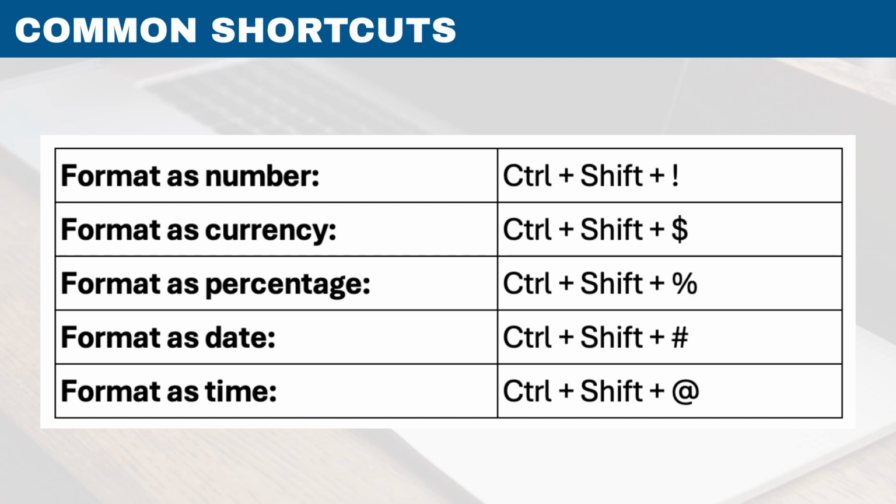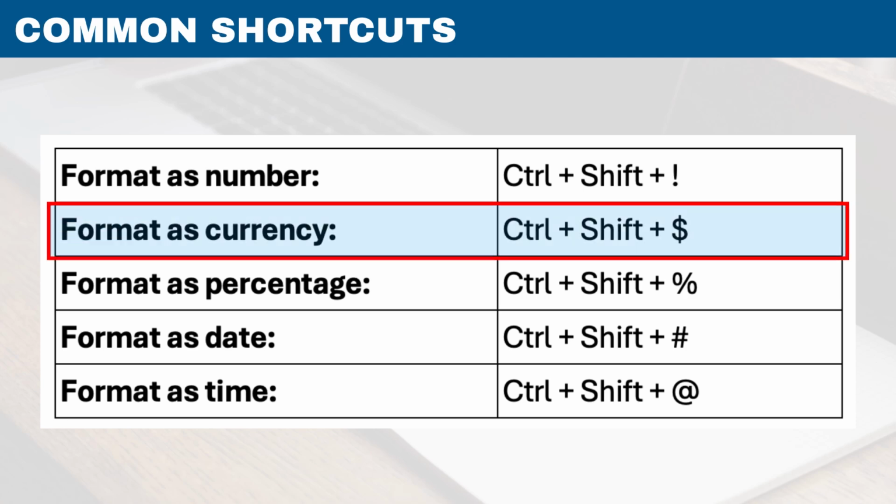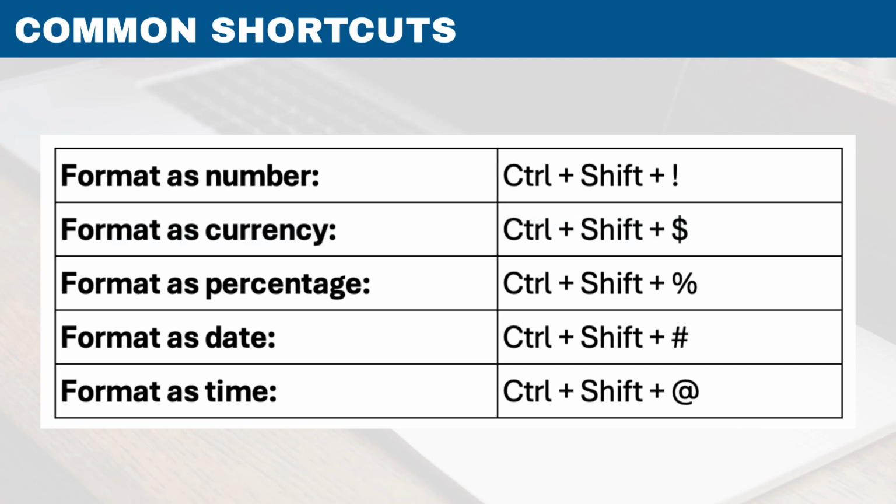To format as currency, select the cell or range of cells you want to format and press the Ctrl, Shift, and dollar keys simultaneously. The selected cells will be formatted as currency.